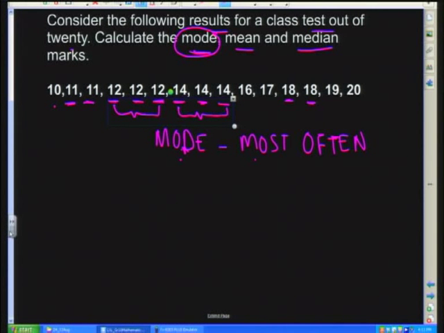So when 2 sets of numbers occur the same number of times, your data is said to be bimodal. And your modes are then 12 and 14. So there are 2 values that occur most often, and those values are 12 and 14.